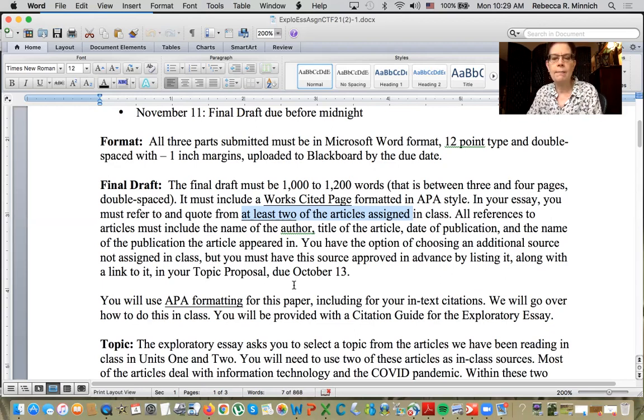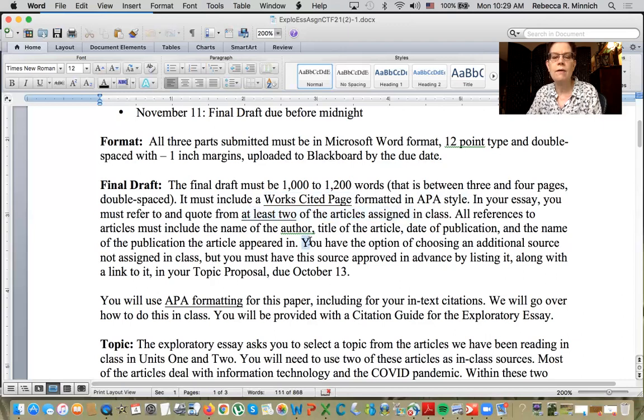So remember also that you are going to need a works cited page. I'm going to show you a model for that, and we're going to be using APA citation style, and it's only in-class sources for this assignment.